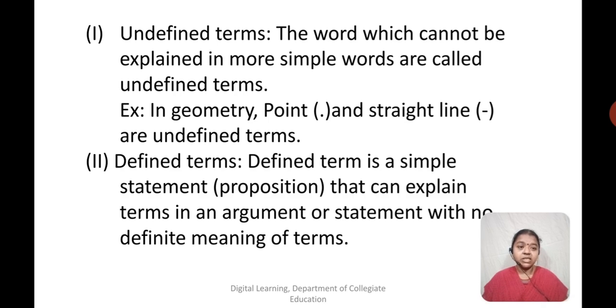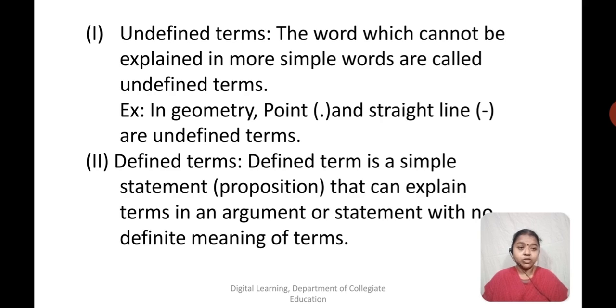The first one is undefined terms. As the name says, undefined, there is no proper definition or you cannot explain them in a simpler way. The words which cannot be explained in simpler words are called undefined terms. The example we were considering is, in geometry, we keep using point and straight line everywhere. But when somebody asks you to define a point or a straight line, we do not know the exact definition or cannot explain it in a simpler way. You can just draw it and show, isn't it?